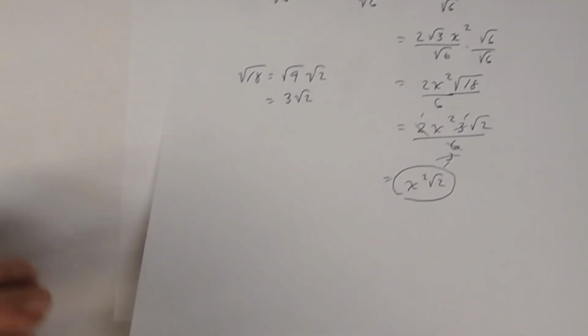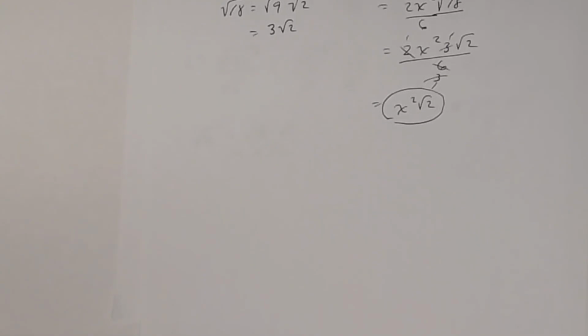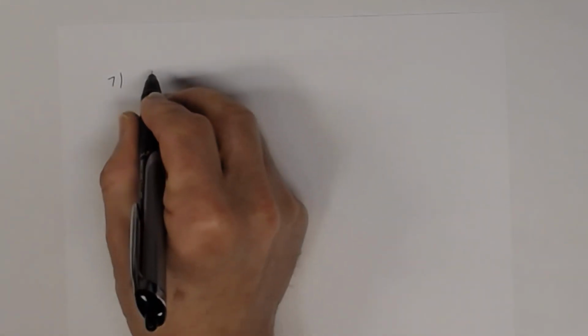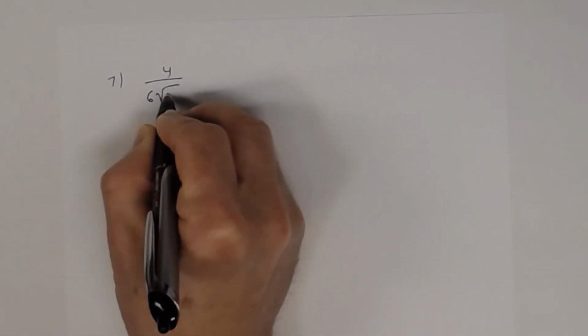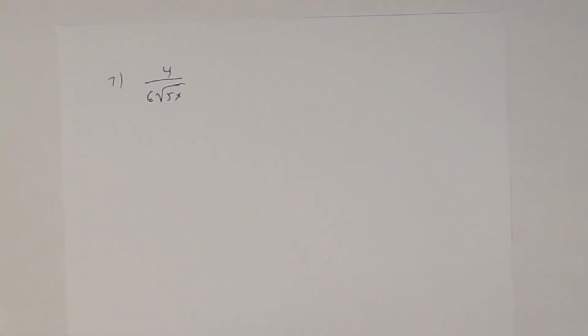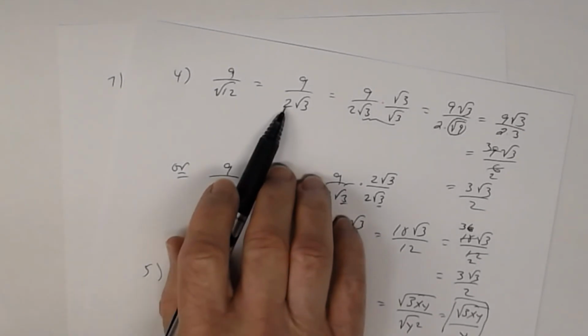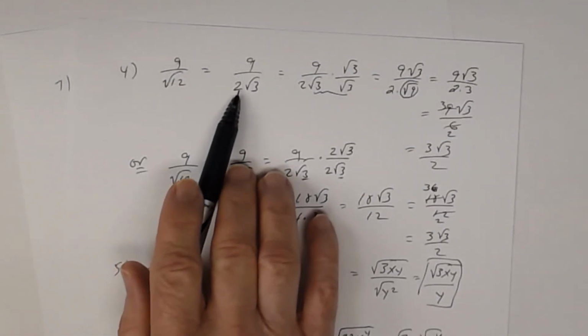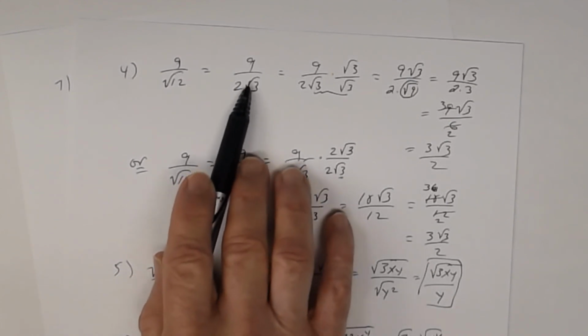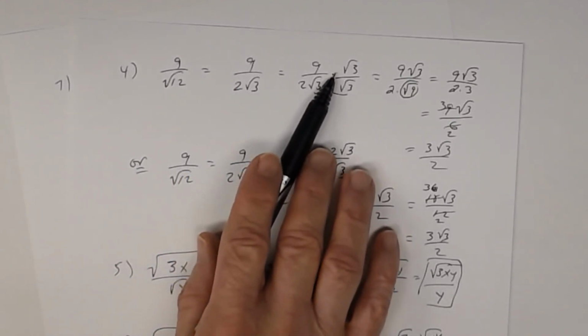All right, let's look at number 7. Let's do a few more. For number 7, we have 4 divided by 6 square root of 5x. A while ago we looked at a problem like this. Remember we saw another approach we could take: since I just wanted to get rid of the square root symbol, I multiplied both numerator and denominator by that square root. That's the approach we're going to take here.